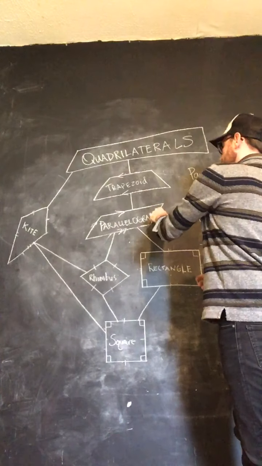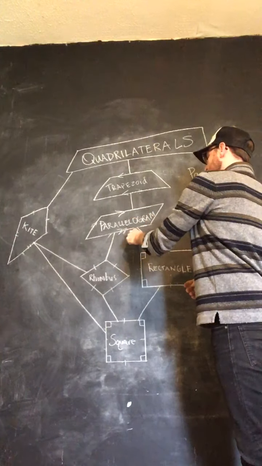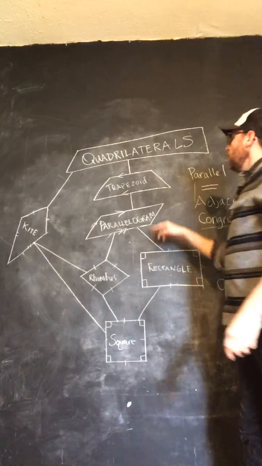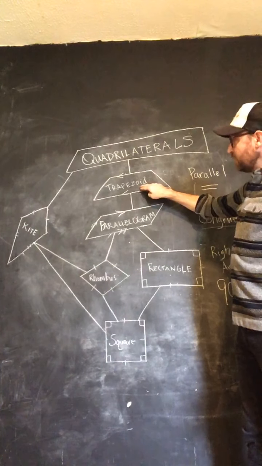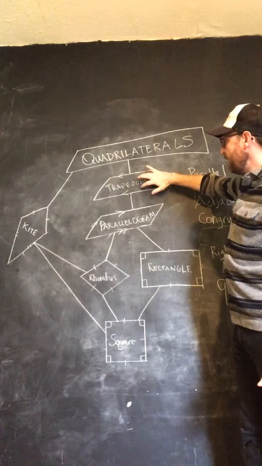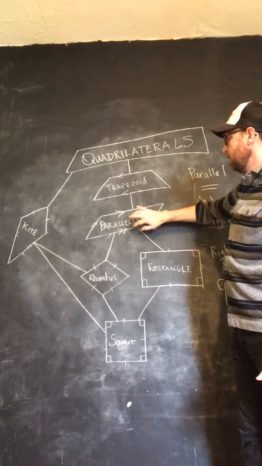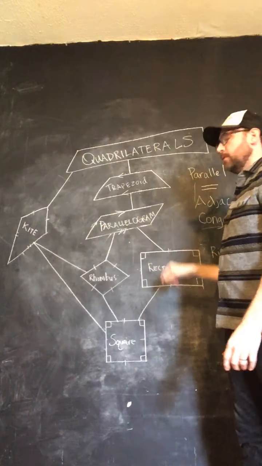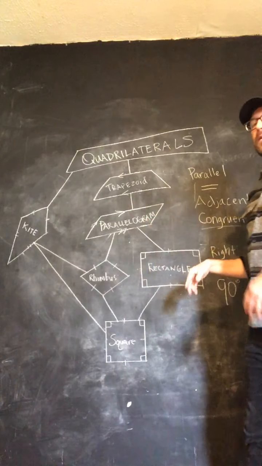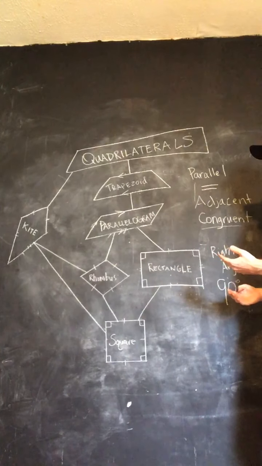This line opposite this one, parallel. This line opposite of this one, parallel. So a parallelogram is a trapezoid because it does have the one set of parallel lines, but it's different because it has 2. So it's related, but it is its own shape.